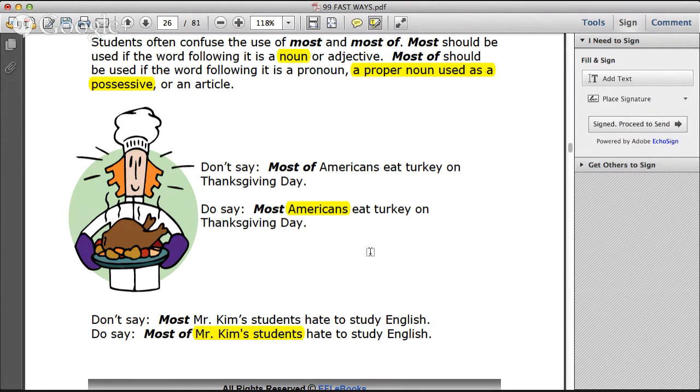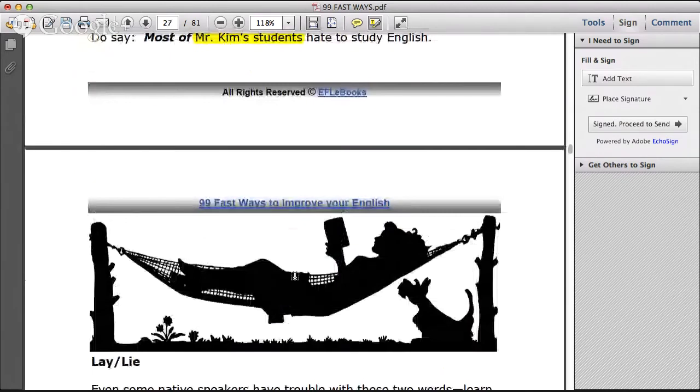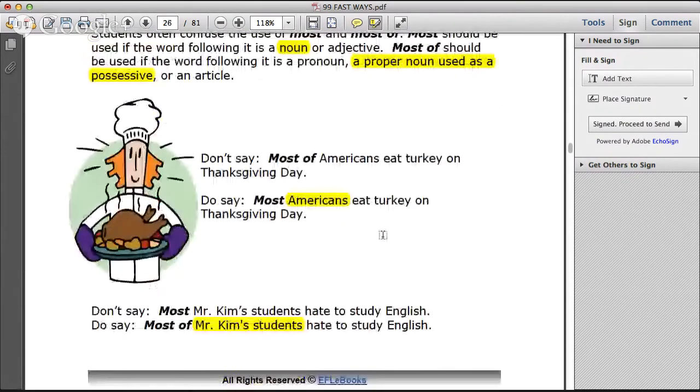The students of Mr. Kim's. Exactly. That's what this S means. Okay, it's possessive. All right. So let's see here. Oh, that's all they're giving me, huh? All right. Okay. So let's create some sentences.